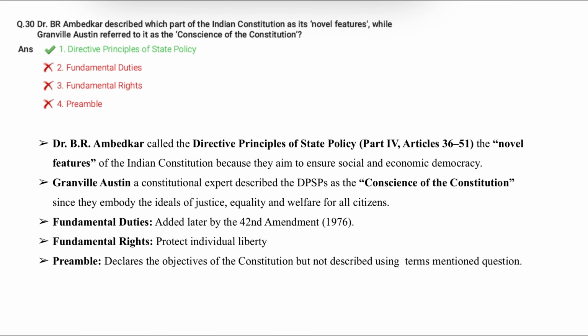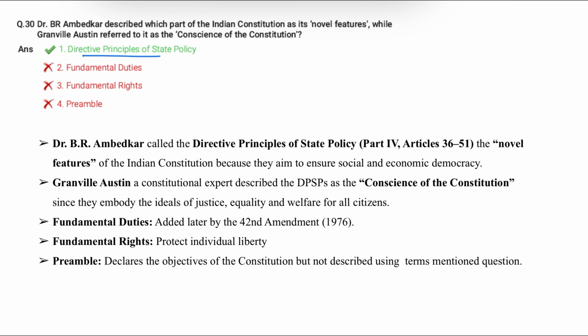Next question. Dr. B.R. Ambedkar described which part of the Indian Constitution as its novel features, while Granville Austin referred to it as the conscience of the Constitution. Correct answer: Directive Principles of State Policy.